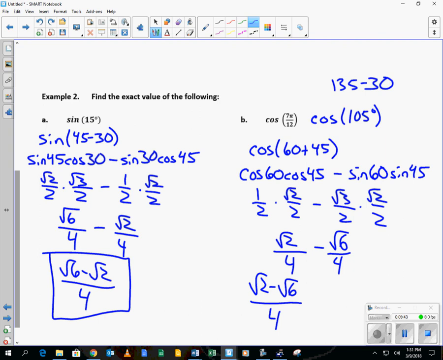Is that similar to what we just had? Yeah, it is. Is that positive or negative, do you think? Why? Yeah, so root of 6 is bigger than root of 2. 105 degrees, is that in the first or second quadrant? Second quadrant, is cosine positive or negative? Negative, so we should get a negative result. See how I checked the reasonableness of my answer?